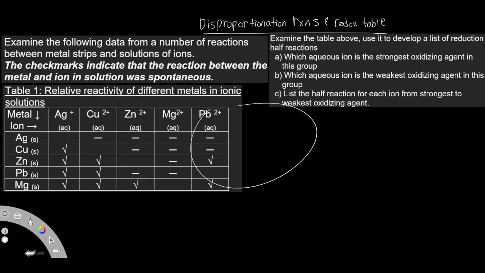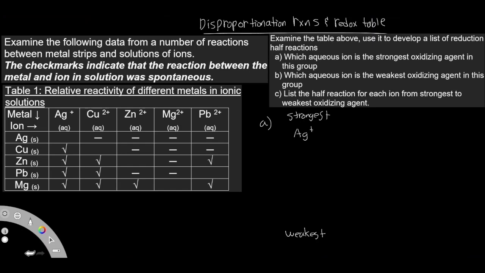So going back to this question after that little spiel, okay, let's have a look at A, okay? Which aqueous ion is the strongest oxidizing agent in this group? So let's have strongest up here, and we can have weakest down here. Obviously, it is the Ag+, because it has so many check marks. It can displace this guy, this guy, this guy, and this guy, all right? So the strongest is definitely the Ag+.